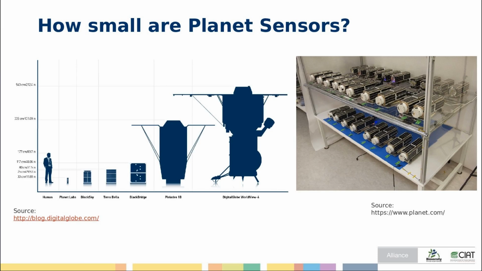So this is just to give you some idea about how the sensor compares to the traditional sensor. On the left-hand side, you can see you are comparing with DigitalGlobe satellites and Planet. It's probably hard to see because they're so small. And on the right-hand side, there are some sensors that are kept at the Planet facility in California, and you can see they are really different from how we know the satellite used to be.